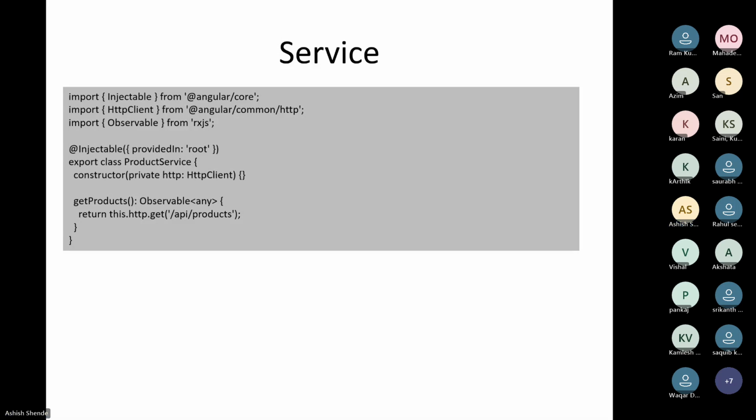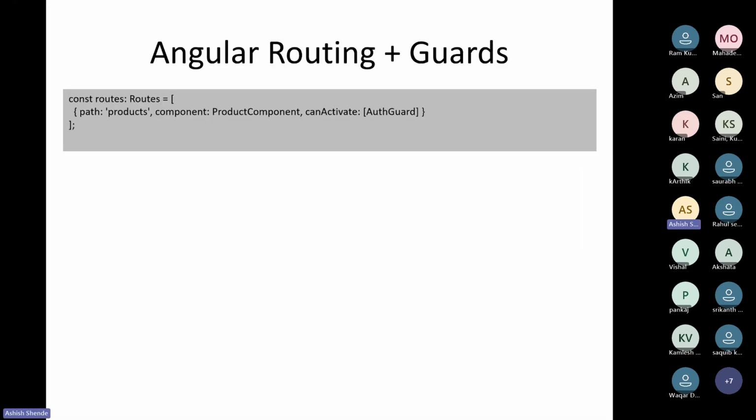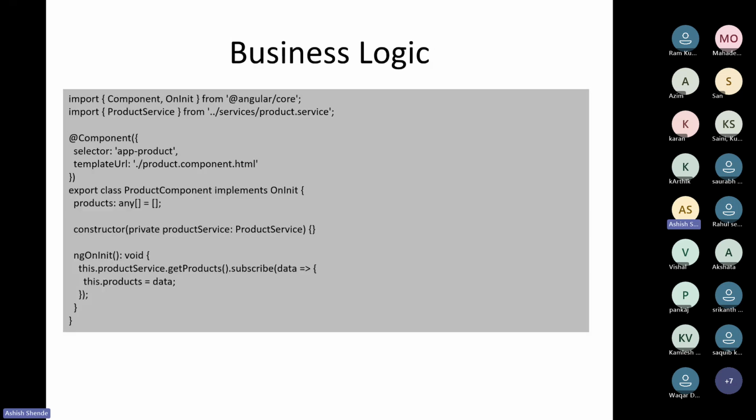Then routes. Remember the example of auth guard. In the route you can specify the auth guard, so this route is only activated when the auth guard condition is satisfied. It is just like adding the authorize filter on the backend part. Next is business logic, how you are going to bring that. We are calling the product service. Look at this, I have injected this product service in this component.